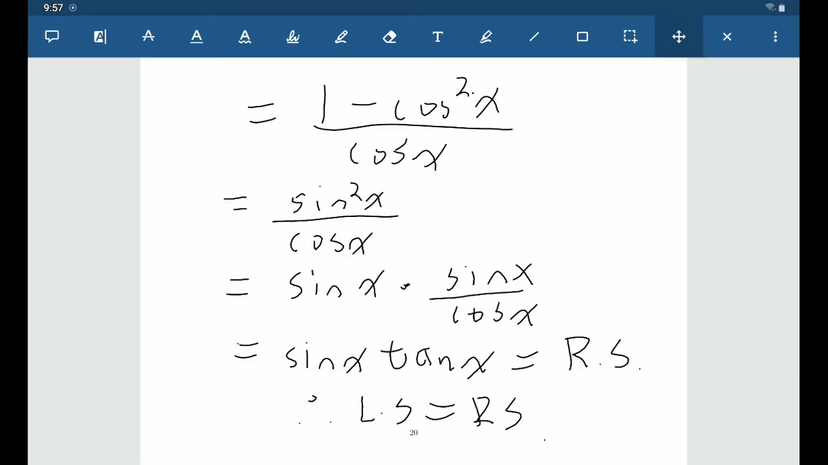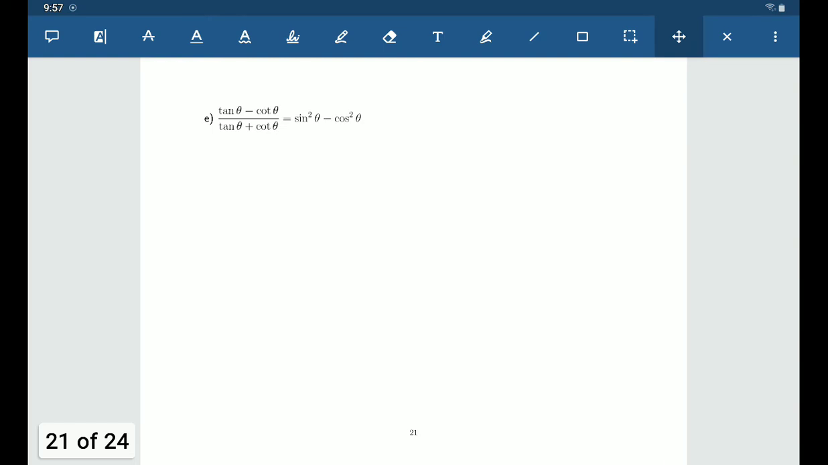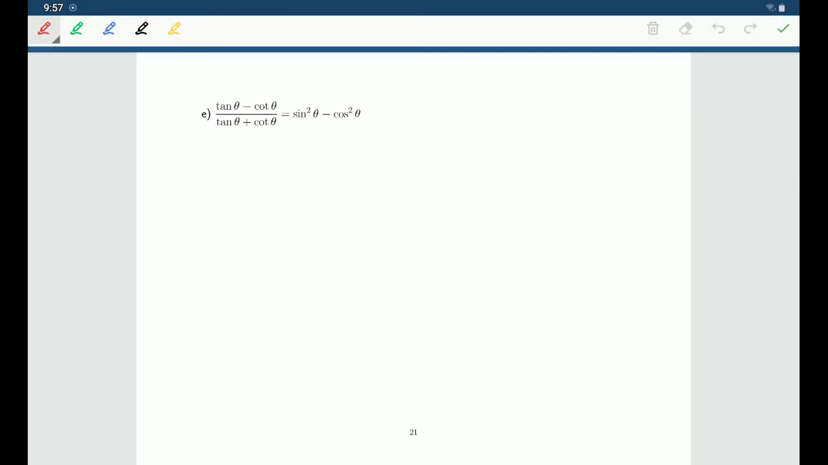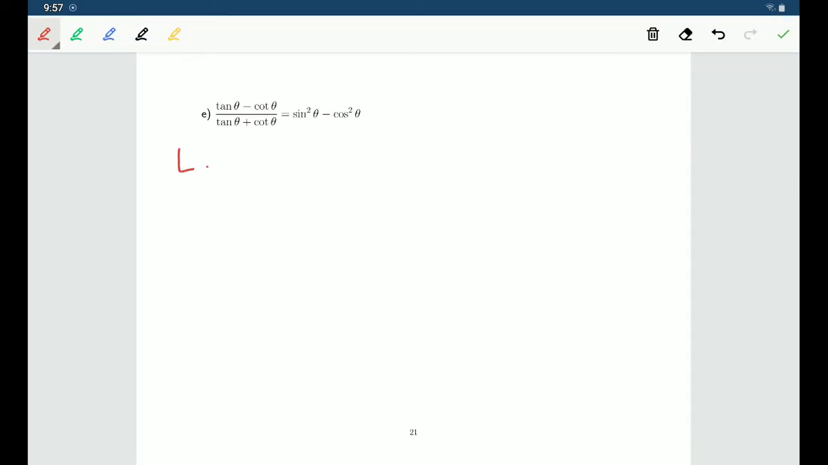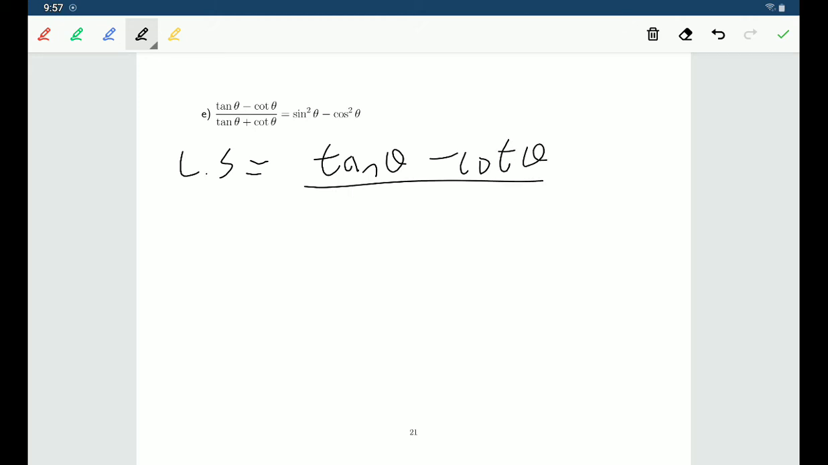All right, let's do another one. This one, we've got some fun things here: tangents, cotangents, and on the right side, sine squared minus cosine squared. I'm thinking the left-hand side is definitely the more complicated side to work with, so that's where I'm going to begin. Looking at the left side: tangent minus cotangent over tangent plus cotangent.